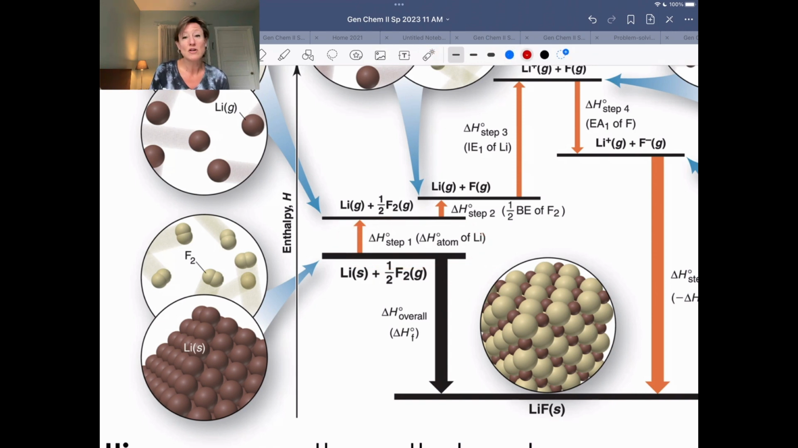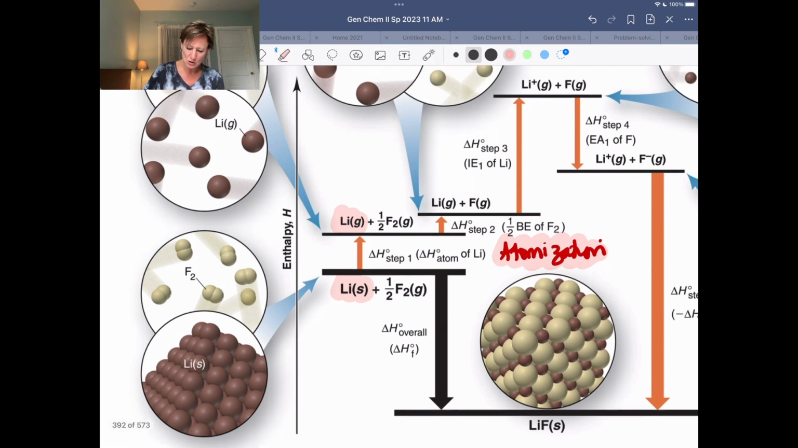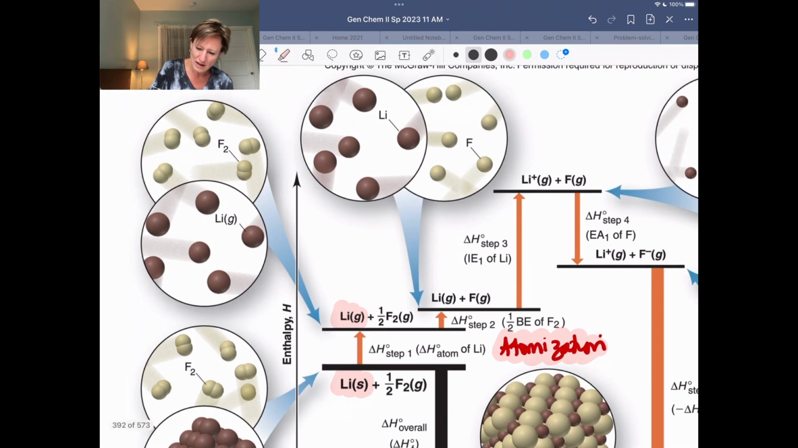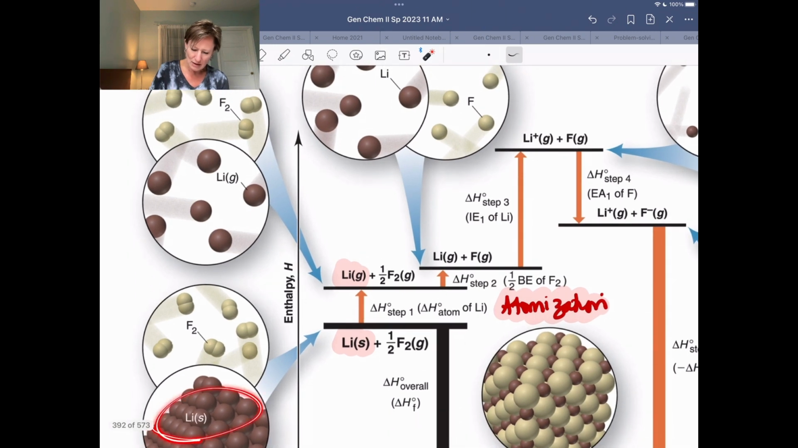I'm going to write this on here. I'll have another slide that will highlight this. I do want you to know all of these names. If you look at your practice quiz, you'll see that one of the questions is being able to label and name all of these. So this is atomization: taking solid lithium metal and making it into a gas. If we look at our pictures here, we can see what's happening. We haven't done anything to F2 yet. We took solid lithium metal and made it into gaseous atoms of lithium.